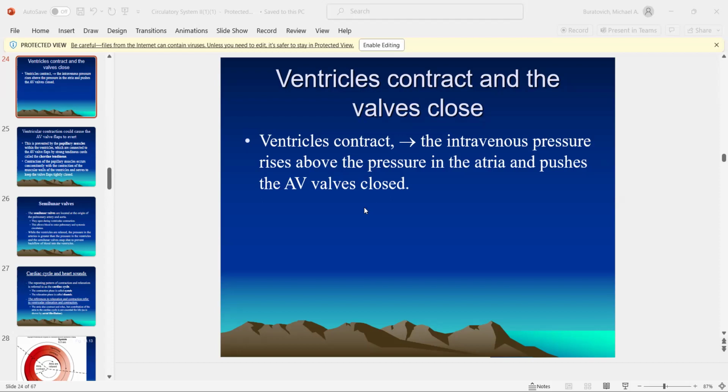Semilunar valves, same song, second verse. They open and close in response to pressure differences. They are situated in the great vessels. So there is a pulmonary semilunar valve, usually just called the pulmonary valve. There is an aortic semilunar valve, usually just called the aortic valve. As the pressure in the great vessels exceeds the pressure in the emptied ventricles, those valves will shut. Once that blood moves on, those will eventually open up again.